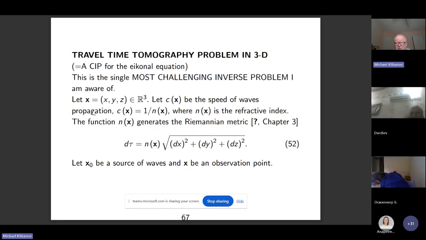And finally, the problem of travel time tomography in 3D, this so-called eikonal equation, okay? This is the single most challenging inverse problem I am aware of. The first result was obtained in 1905, 120 years ago, by Herglotz. Herglotz solved this problem in a one-dimensional case, specifically for geophysics. He assumed that Earth is a ball, and the speed of propagation of seismic waves depends only on the radius. He presented actually explicit solution, and you know what?